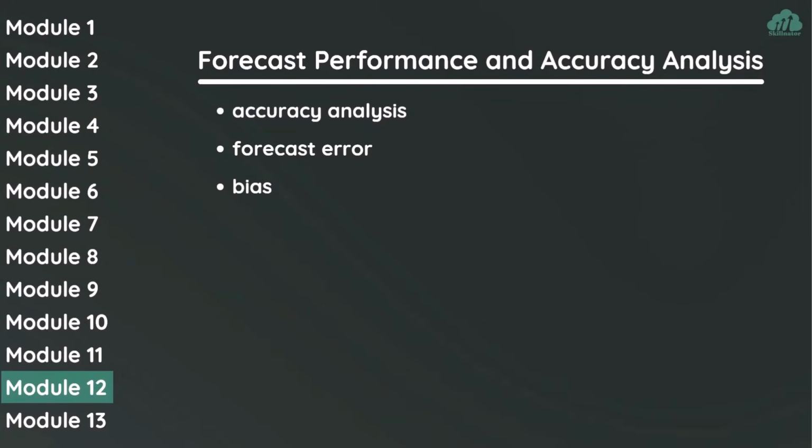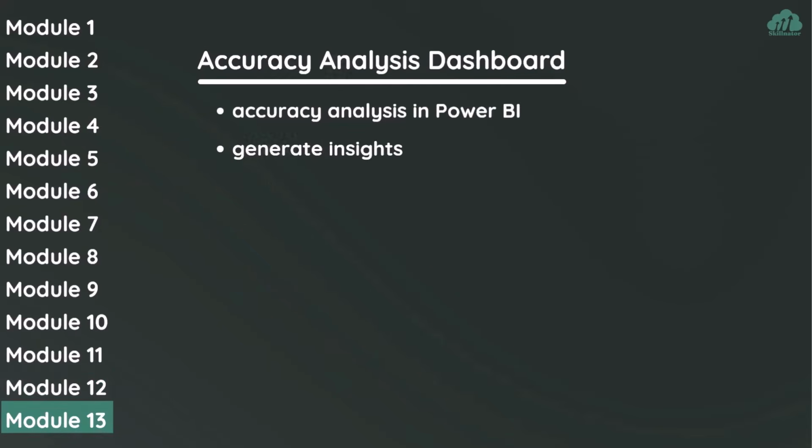In Module 12, Accuracy and Performance Analysis, you'll learn how to measure forecast performance using forecast error and bias. And in the final module, you'll apply these concepts to build dynamic accuracy dashboards, compare forecasts across different periods, and generate actionable insights. By the end of this course, you'll have a complete understanding of demand planning, from building forecasts to analyzing performance and presenting insights.